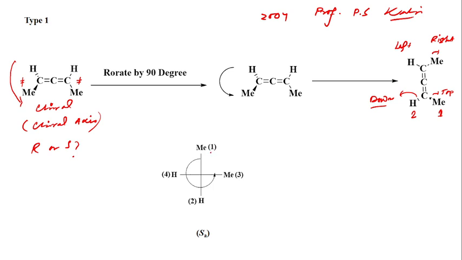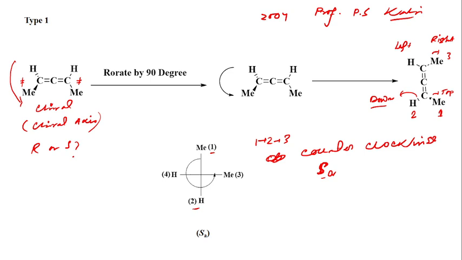See, top is 1, methyl; down is 2, hydrogen. The right side is again 3, and this is 4. So 1 to 2 to 3 is clockwise. Hence, it is S. Not only S, we have to write SA, meaning axial chirality. So this is the proper stereochemical description of the molecule.